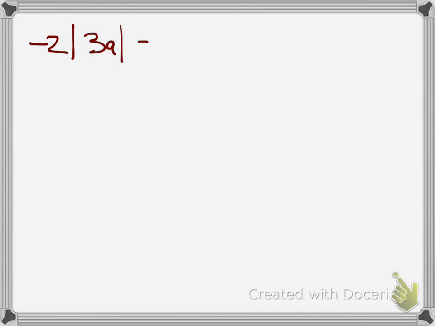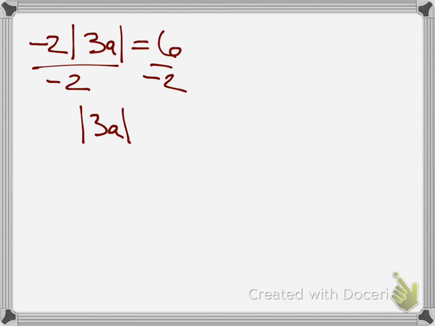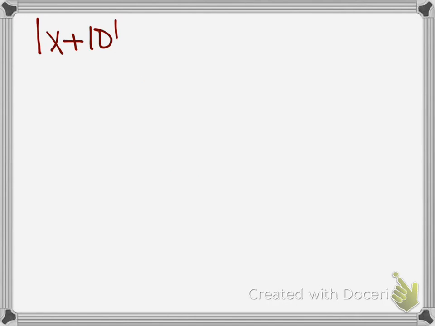Another example. Same thing. I'm going to divide by negative 2 because I want the absolute value by itself. So now the absolute value of 3a is by itself, and 6 divided by negative 2 is negative 3. Again, not possible, no solution. No solution for you. All right, so let's talk about one more problem here.